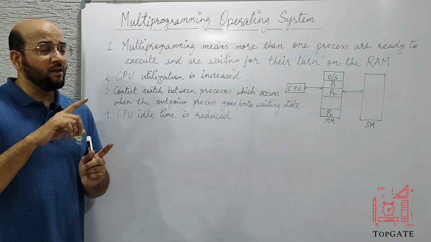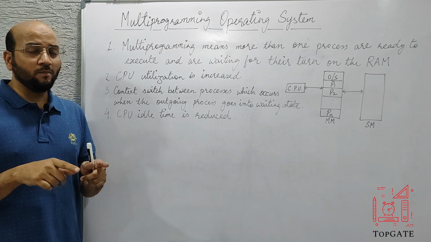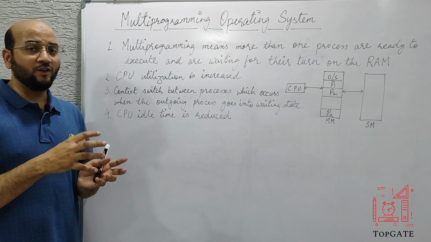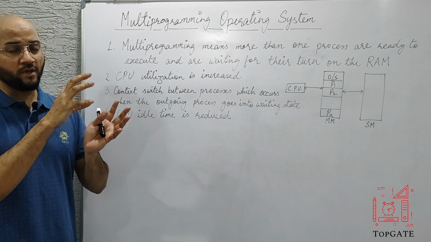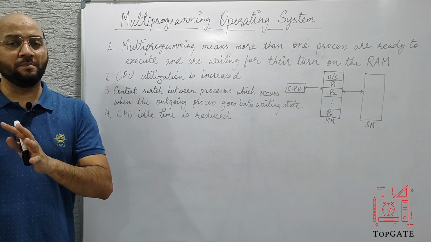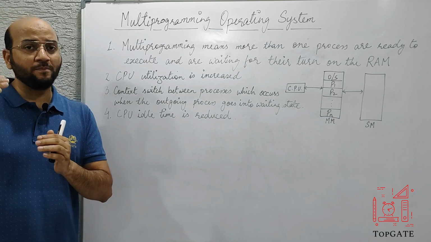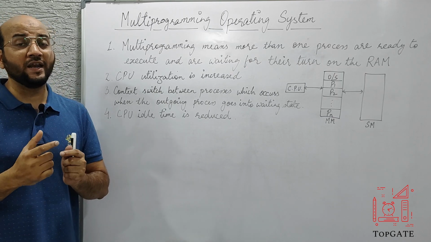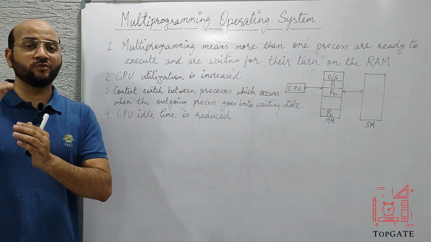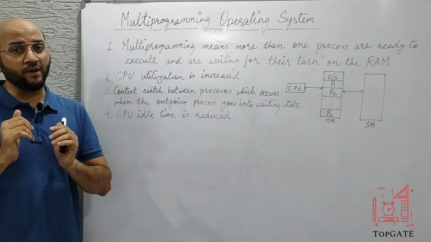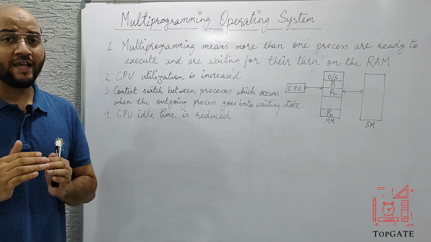Fine. Now while this program is in the block state, the short-term scheduler will pick another program from the ready state from the RAM and send it to the CPU for execution. Now shifting the CPU from one program to another is called a context switch. That is, the CPU is switching its context from one process to another. Fine. So this is called multi-programming.